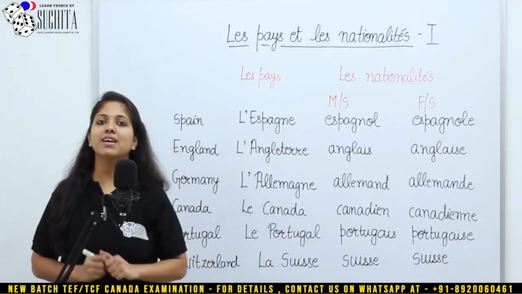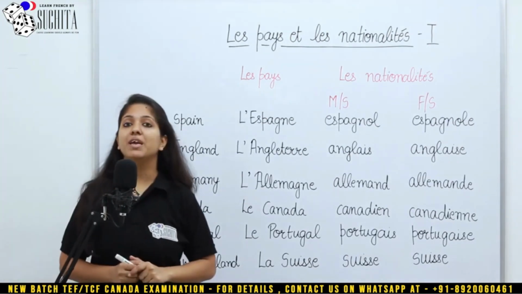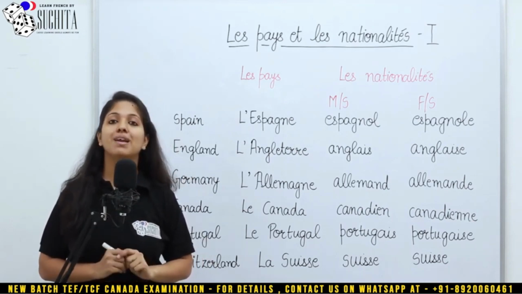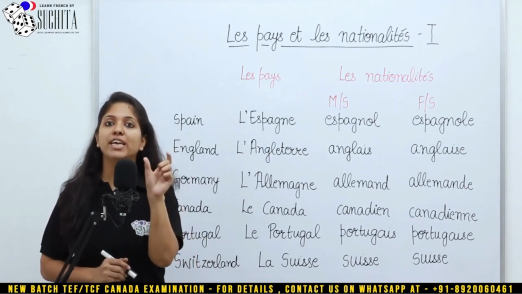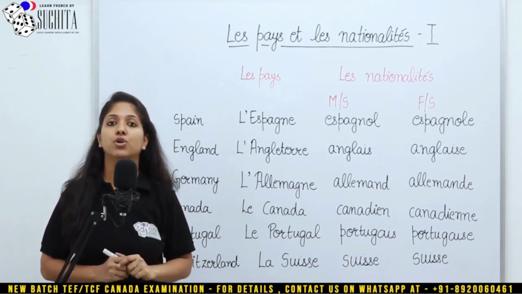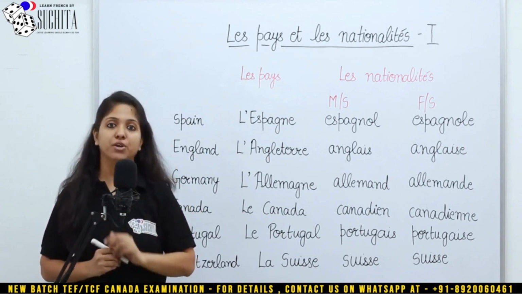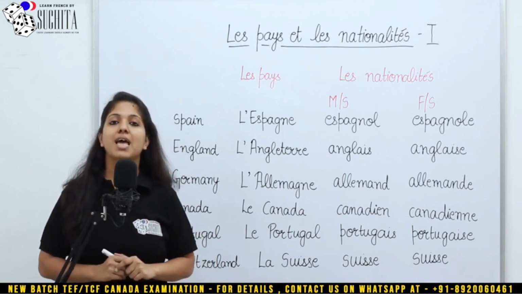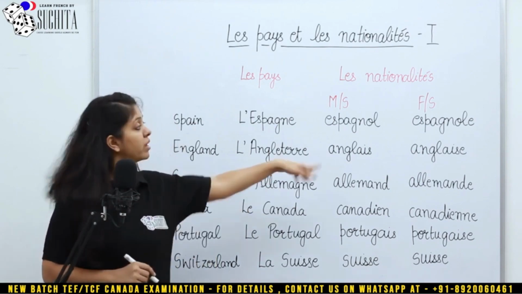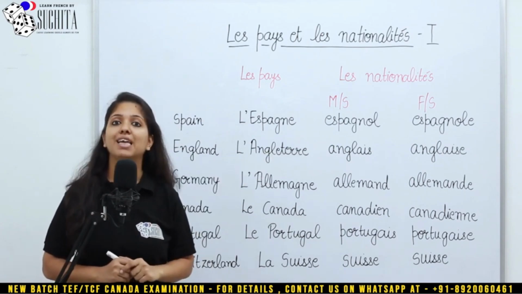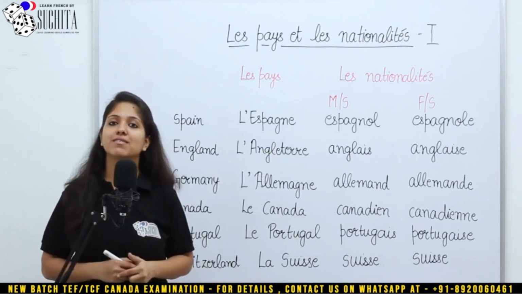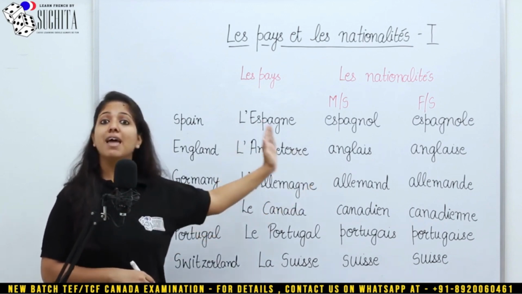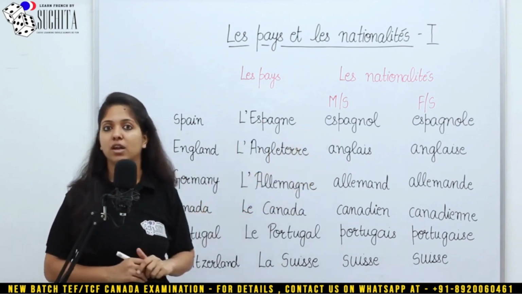Okay, so the next country is Spain. Spain is l'Espagne. Whenever you have the GN combination, the sound is always n. So l'Espagne. Now the corresponding nationality is Espagnol. In order to make it feminine, I applied E, and the pronunciation is the same. Espagnol, Espagnol. So l'Espagne, Espagnol, Espagnole.